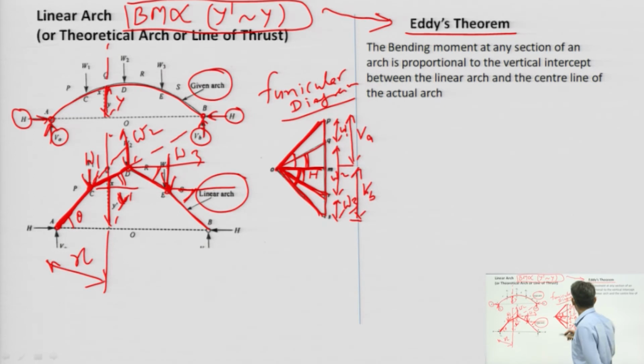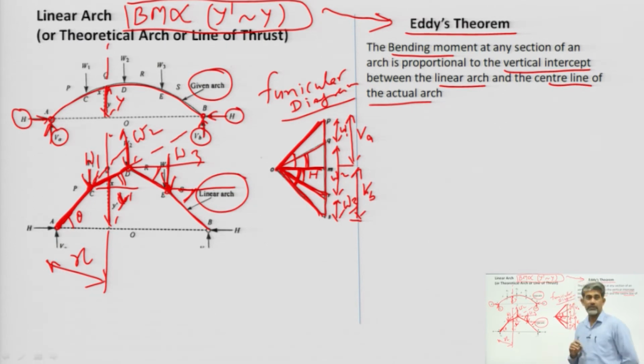So, what is Eddy's theorem? Eddy's theorem says that the bending moment at any section of an arch is proportional to the vertical intercept between the linear arch and the center line of the actual thrust. Right.